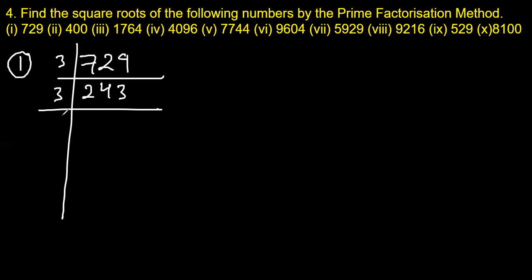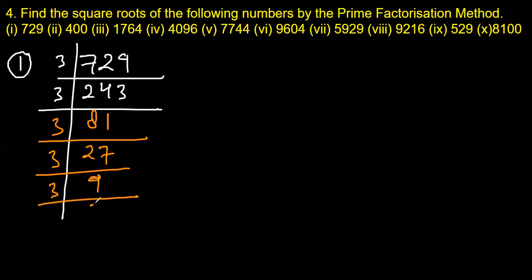So you divide it by 3, and what do you get? 3 eights are 24, 3 ones are 3. One more time. 3 twos are 6, 3 sevens are 21. One more time. 3 nines are 27. All right, again divisible by 3, 3 threes are 9, again divisible by 3. So finally you get 1.